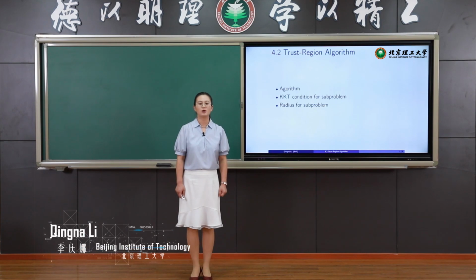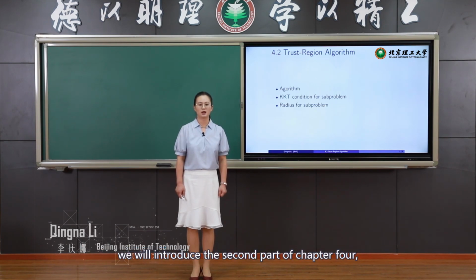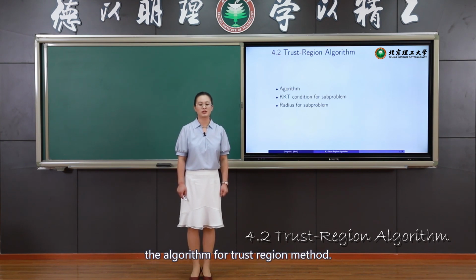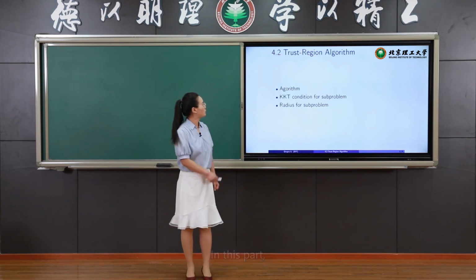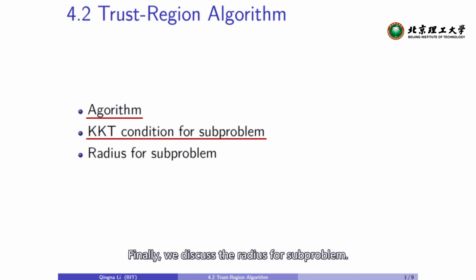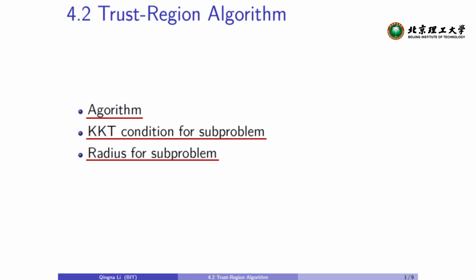In this part, we will introduce the second part of Chapter 4, the algorithms for trust region method. We will introduce the outline of the algorithm as well as the KKT condition for subproblem. Finally, we discuss the radius for subproblem.